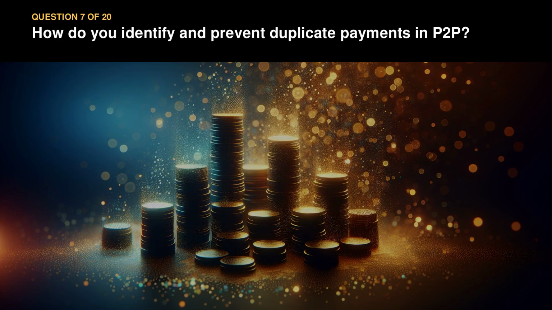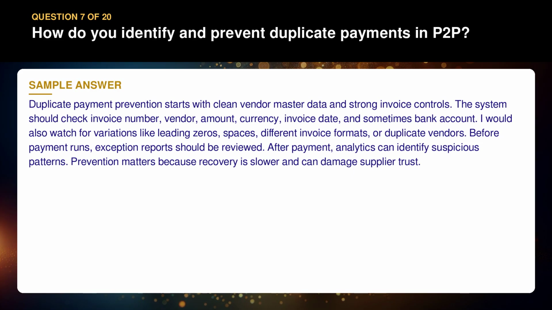Question 7. How do you identify and prevent duplicate payments in P2P? Duplicate payment prevention starts with clean vendor master data and strong invoice controls. The system should check invoice number, vendor, amount, currency, invoice date, and sometimes bank account. I would also watch for variations like leading zeros, spaces, different invoice formats, or duplicate vendors.